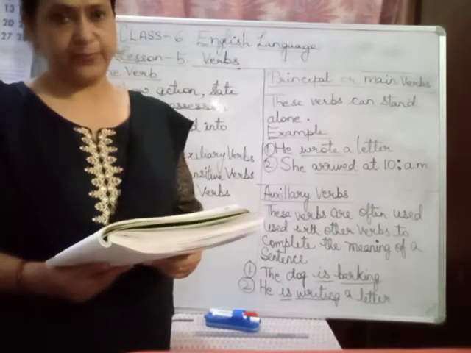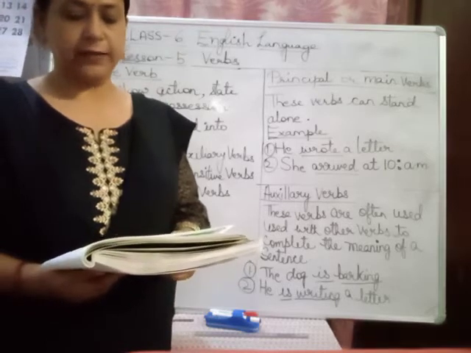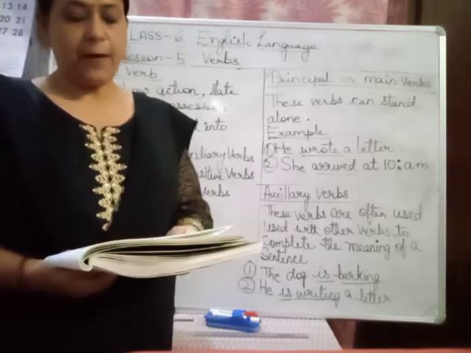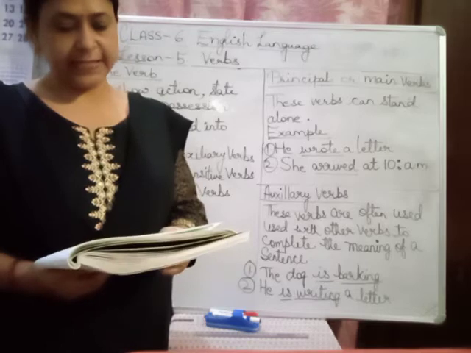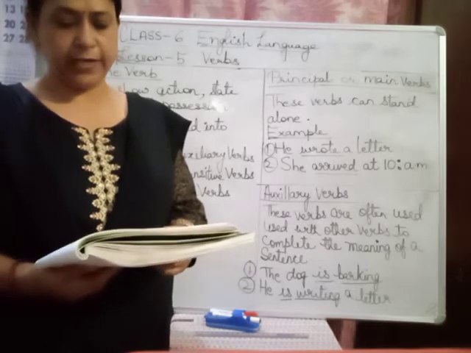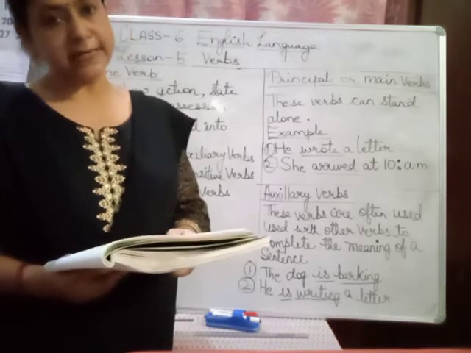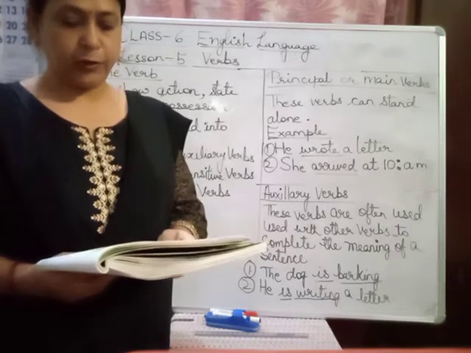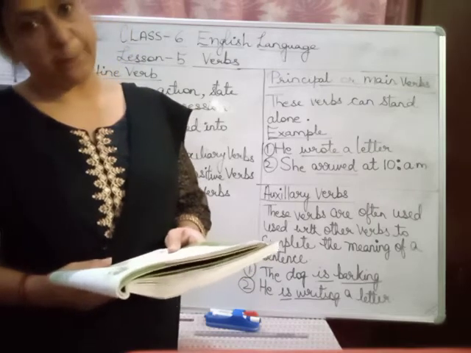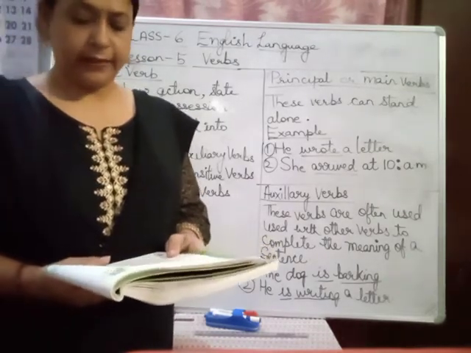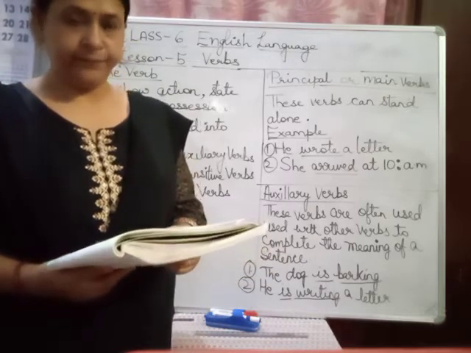Auxiliary verbs are of two kinds: primary auxiliaries and modal auxiliaries. These are the primary auxiliary verbs in English: be, do, have. In the present tense we use am, is and are. Past tense, was and were. For do, we use do and does for present tense, and did for the past tense. And with have, we use has and have in the present tense, and had in the past tense.